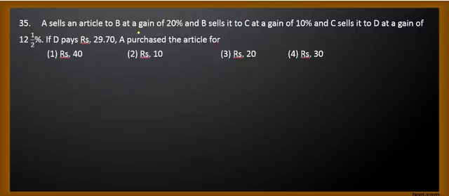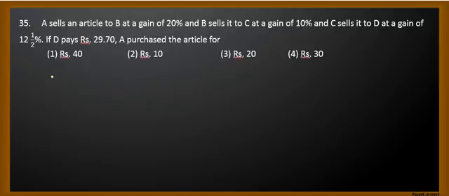A sells an article to B at a gain of 20% and B sells it to C at a gain of 10% and C sells it to D at a gain of 12.5%. If D pays 29.70, A purchases the article for. You have to find the cost price for A.